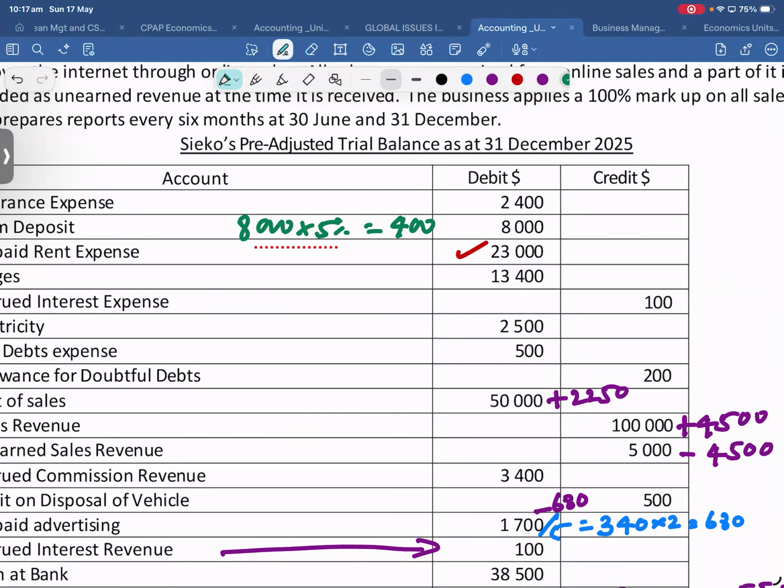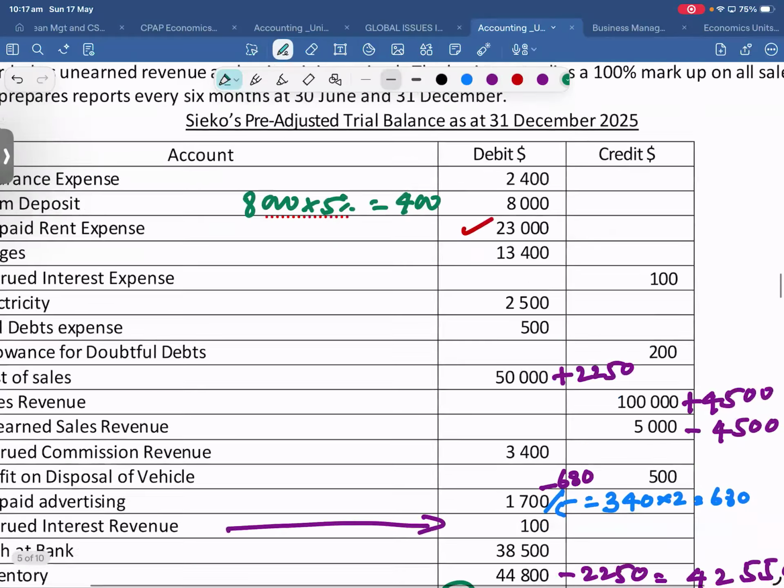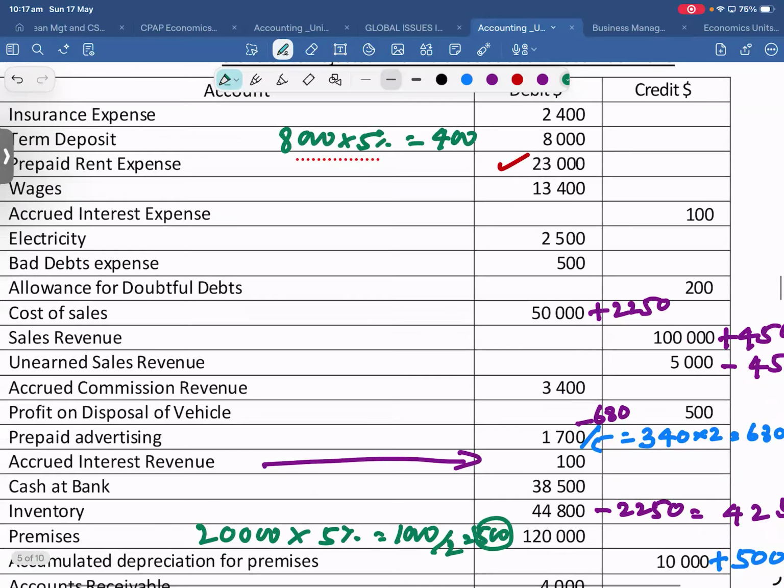And then this one is actually 6 months, meaning only 200 we have earned, but that 100 they had earned is during the last quarter of the first half year, right? So from 1st April to 30th June, 3 months. For the 3 months they have earned 100, but they didn't receive it. That's why they are putting it in the accrued interest revenue. So then 200 we have earned.